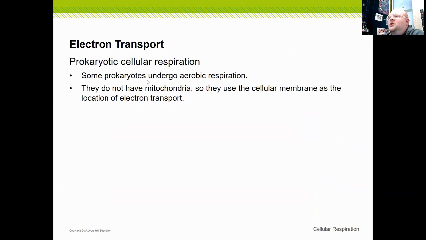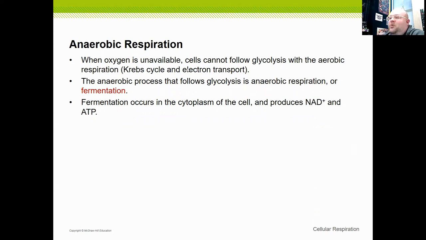Prokaryotic cellular respiration. Some prokaryotes undergo aerobic respiration. They do not have mitochondria, so they use the cellular membrane as the location of the transport. Now, with anaerobic respiration, when oxygen is unavailable, cells cannot do the aerobic respiration steps, the Krebs cycle and electron transport. If there's not a lot of oxygen, they've got to do something else, or they're going to be out of luck. They need that energy. The anaerobic process that follows glycolysis is anaerobic respiration, or fermentation. Fermentation occurs in the cytoplasm of the cell and produces NAD+ and ATP.